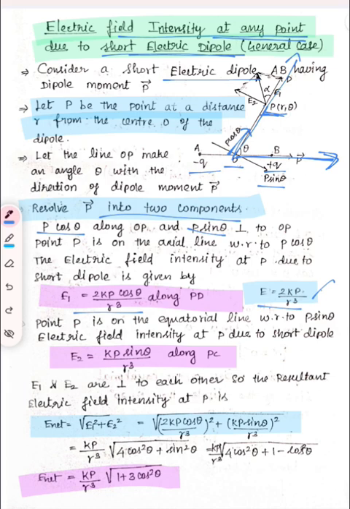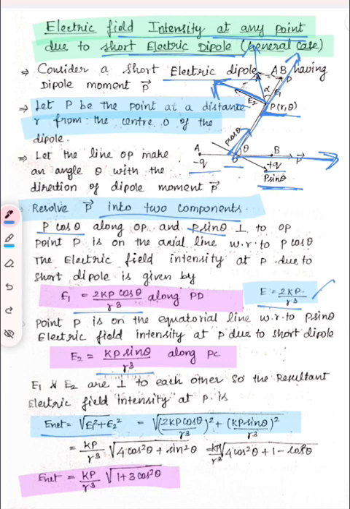Now what is the electric field intensity at the point P with respect to p sin theta? With respect to p sin theta, the point P is along the equatorial line, and along the equatorial line the electric field intensity is opposite to the direction of the dipole moment, so it will be in this direction and it is denoted as E2. And we know the electric field intensity along the equatorial line is kp divided by r cube, so it becomes kp sin theta divided by r cube. So the electric field intensity at the point P due to p cos theta is in this direction, with respect to p sin theta is in this direction, so the resultant electric field will be in this direction.